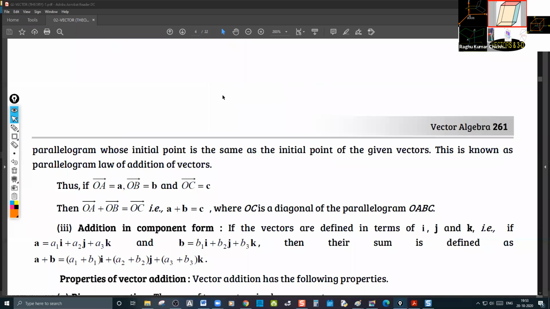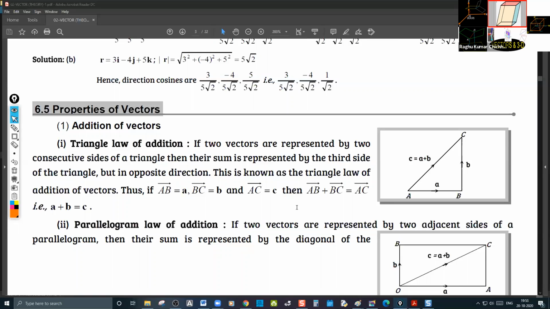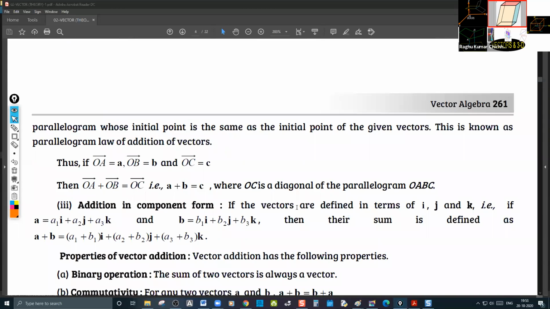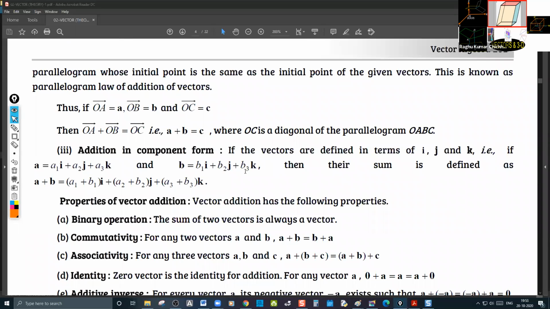Now properties of vectors, addition of vectors. Triangle law of addition I have explained to you yesterday in the previous class itself. Parallelogram law of addition also I explained to you. We need not discuss that. And addition in component form. Component form means any vector can be expressed in three components: x component, y component, and z component.